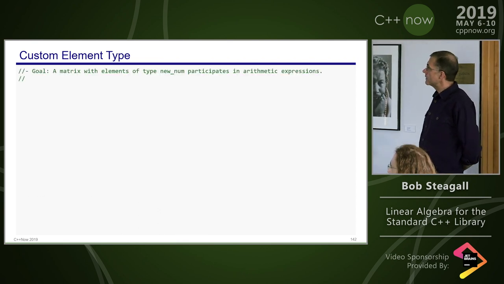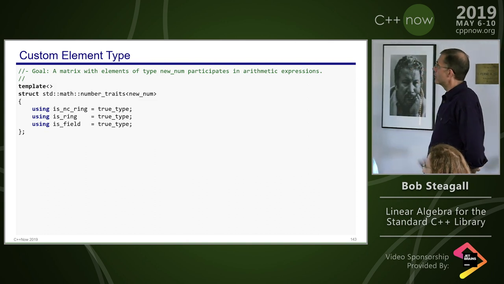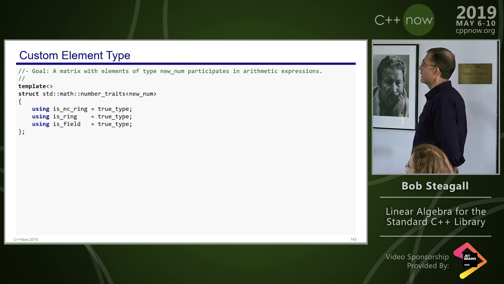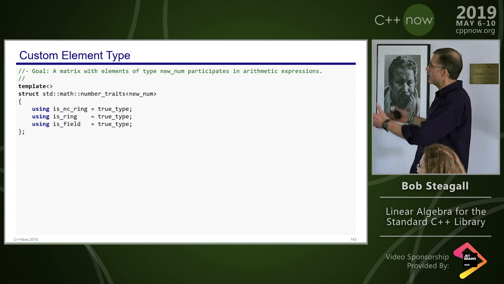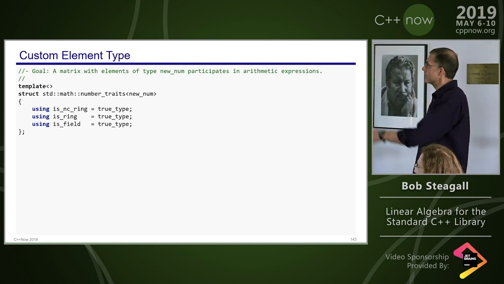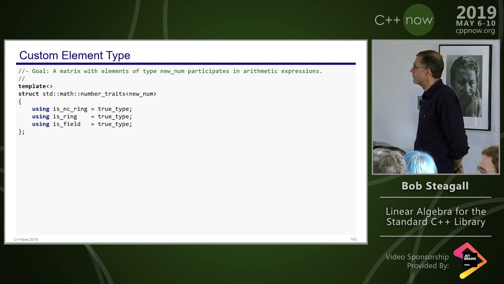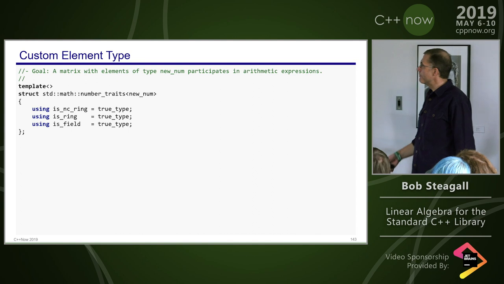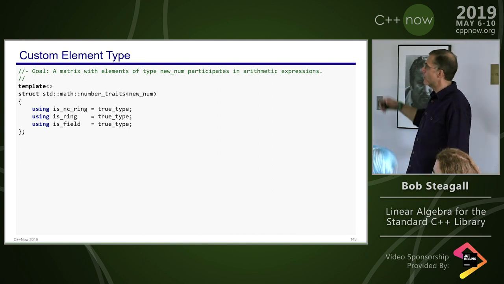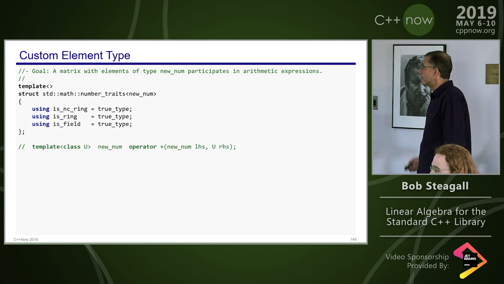So how do I integrate this? So our goal is to have a matrix with elements of type newNum that participates in arithmetic expressions. How do I integrate it? Well, my type newNum is in my namespace. In my namespace, I'm going to specialize the number traits type. And in this case, I've decided that newNum is a non-commutative ring. It's a ring in its field, and I set those to true type. That's all I need to do.